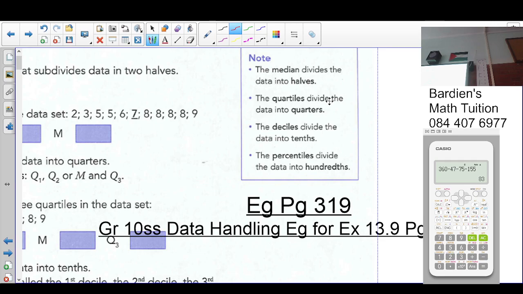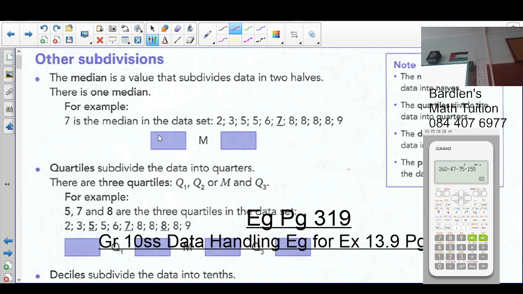Okay. Percentile, we tell you percentage is a representation of 100. So the percentile is dividing the data into 100 parts. Alright, you guys understand? Alright, so now we're going to look at that.